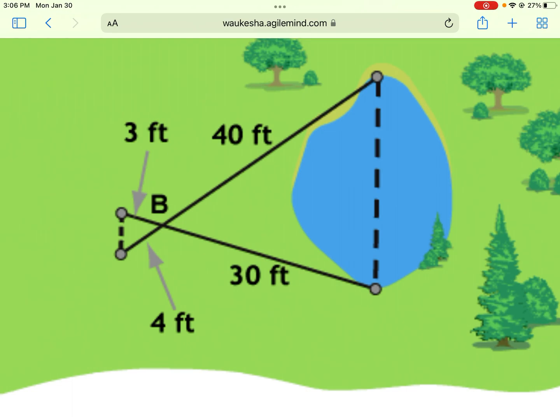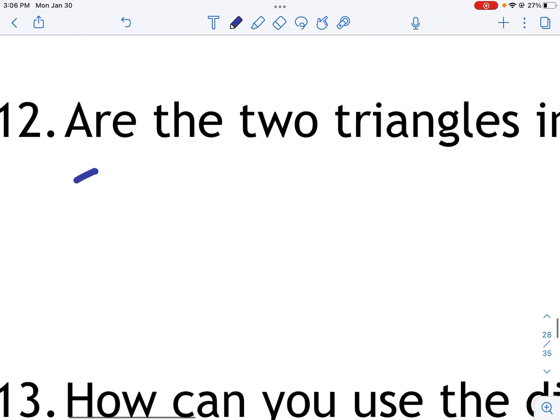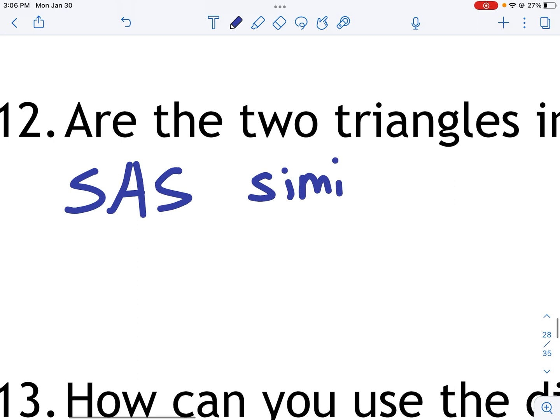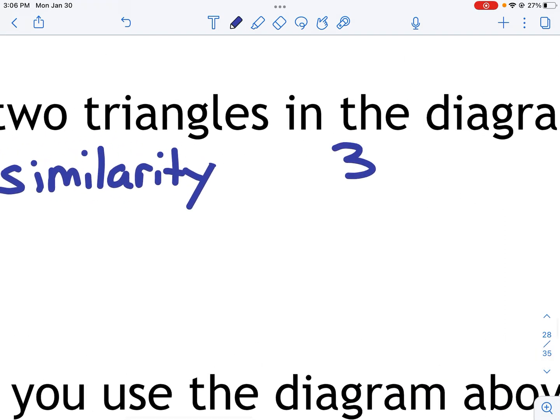And if you notice, this picture looks like the proof that we just did above, right? We have vertical angles, we have lines that are parallel. So we can say that those two triangles in the diagram are similar. How do we know they're similar? We know they're similar by side, angle, side similarity.